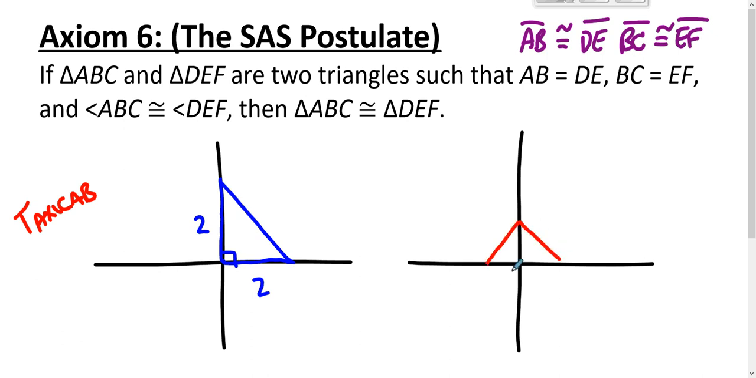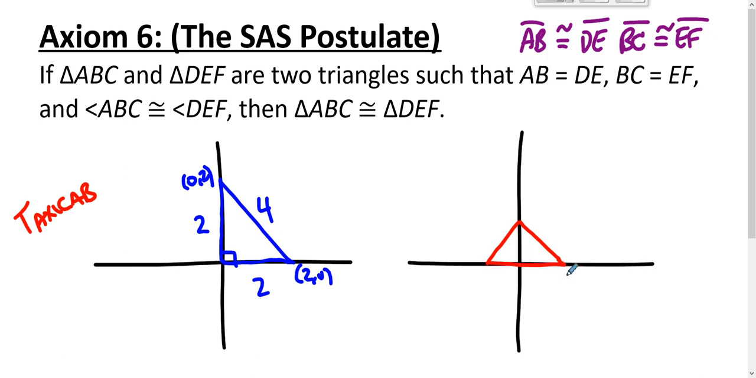This red triangle here, well, let's see. Let's pretend this is the point (2, 0). This is the point (0, 2). So how long is this segment in the taxicab metric? We count the overs and the downs. That's 4.